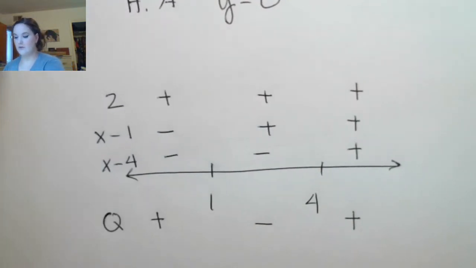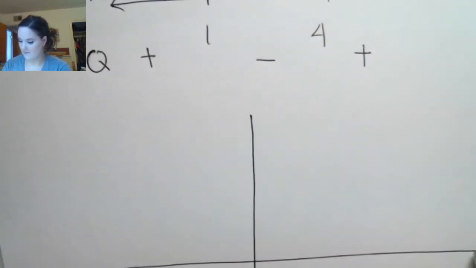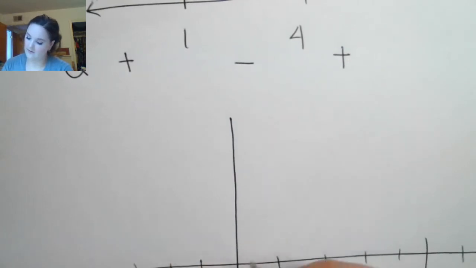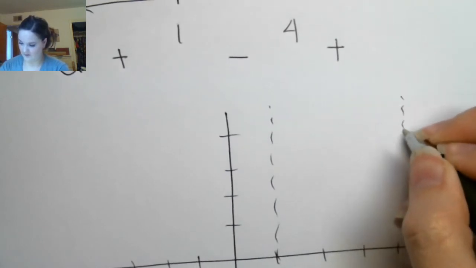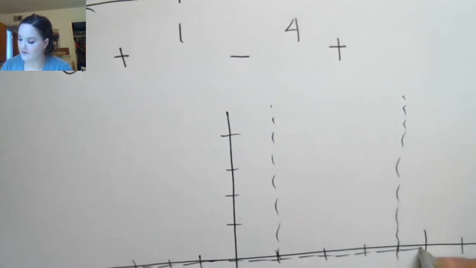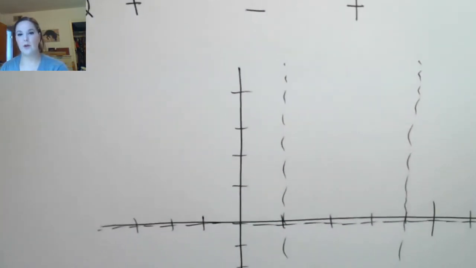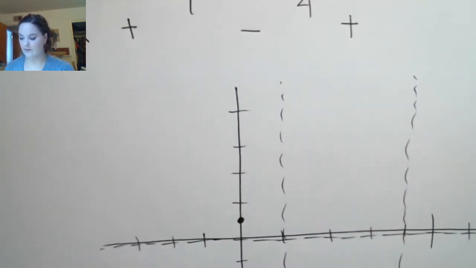All right, so let's look at our actual graph. The first thing we're going to do is put in our asymptotes. So we have a vertical one at 1 and a vertical one at 4. Then we have a horizontal one here along the axis. Then we're going to put in our intercepts. There's one at 0, 1/2.